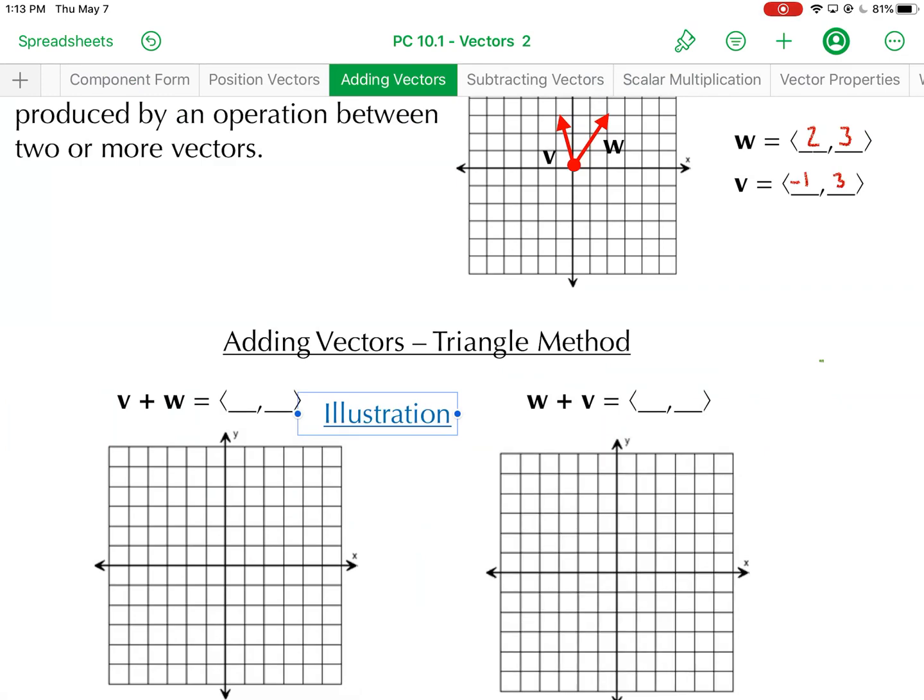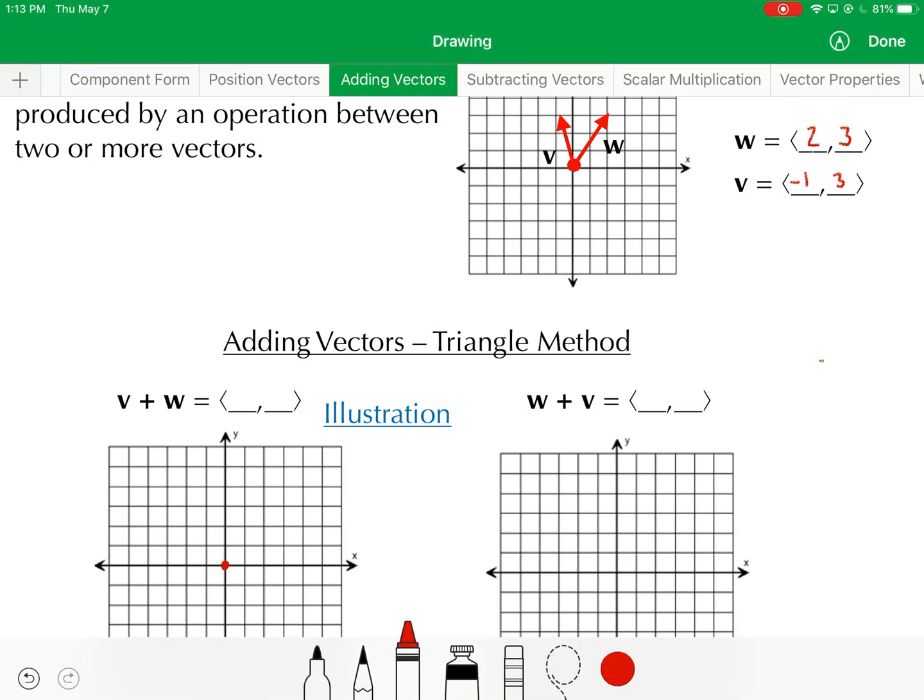So if I want to do vector V plus vector W, I'm going to first draw out vector V. Again, it had components of -1, 3. So I place that initial point at the origin. I move 1 unit left, 3 units up. Here's my vector V. From that terminal point of vector V, I now draw out vector W. Okay, so I'm going to move 2 units to the right and 3 units up.